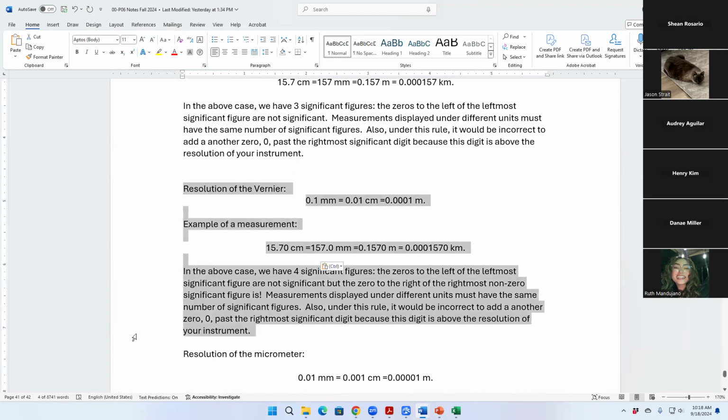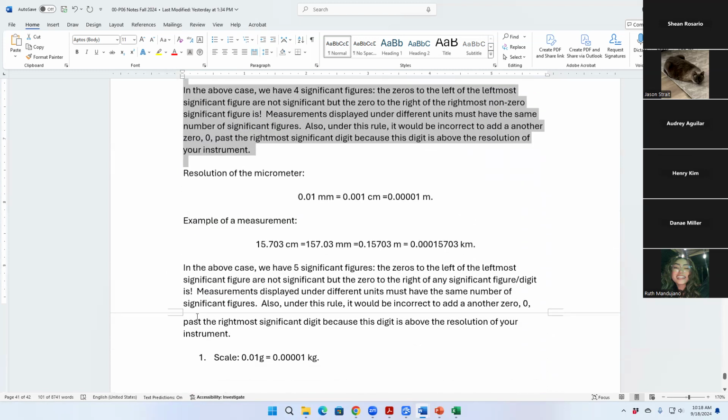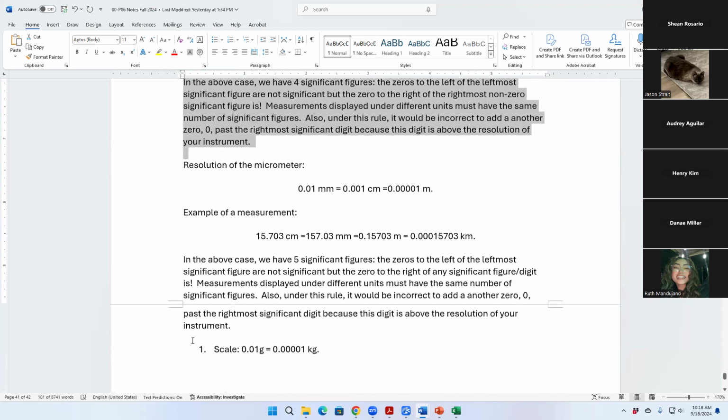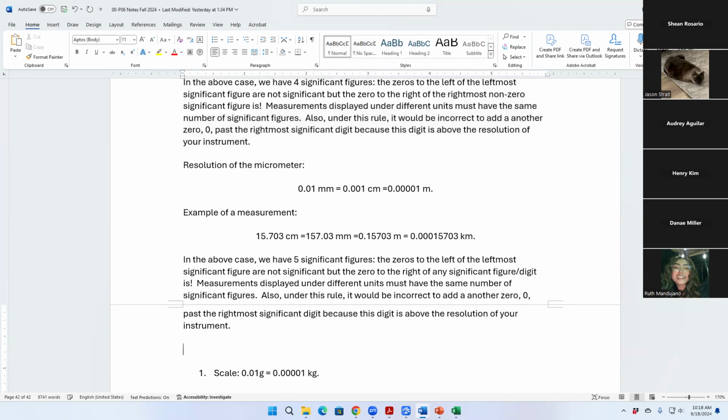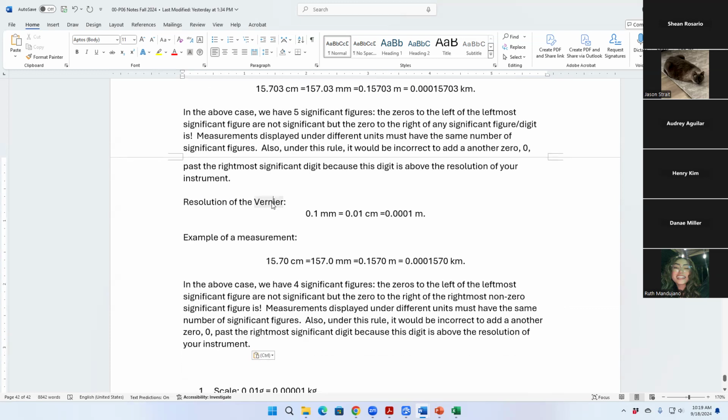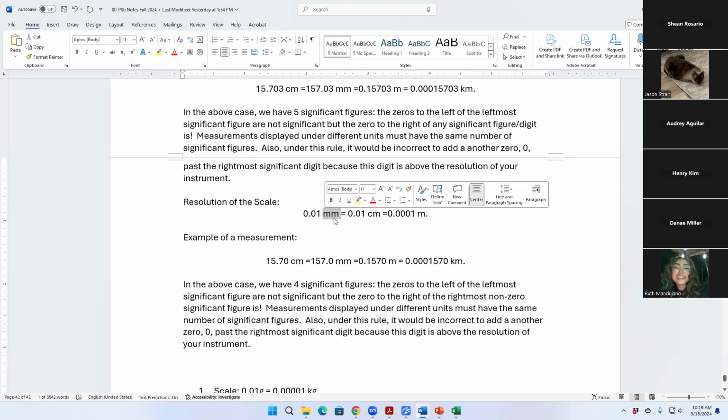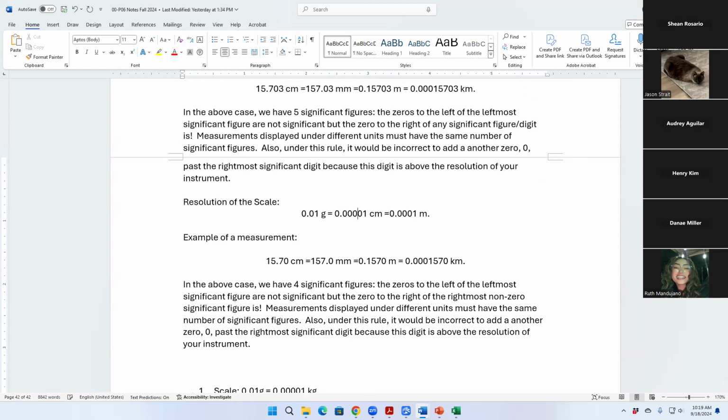I'm going to follow the same script that I have here. Resolution of the scale. Okay, scale. The scale that we have, there are all sorts of scales out there, okay? But the scale that we have there at LA Harbor, I like to use this scale here that has this resolution. This resolution in grams turns out to be written as a resolution like that in kilograms, right?